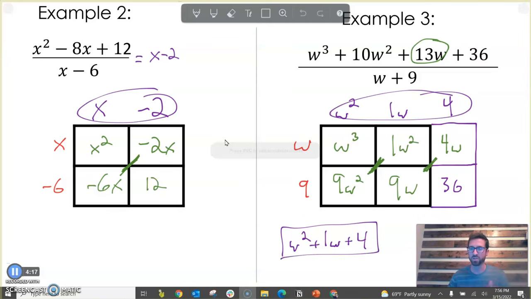Now, the only thing I didn't address in this video is what to do if you have a remainder, because sometimes you divide polynomials and there is a remainder. That is going to be in my next video.